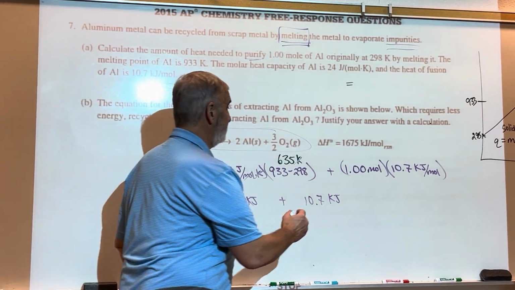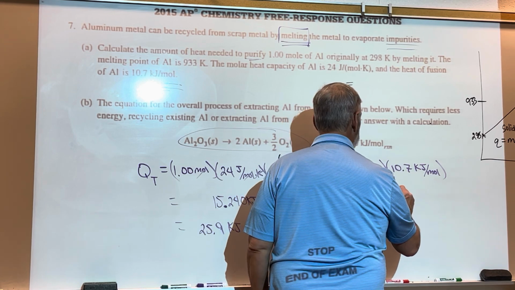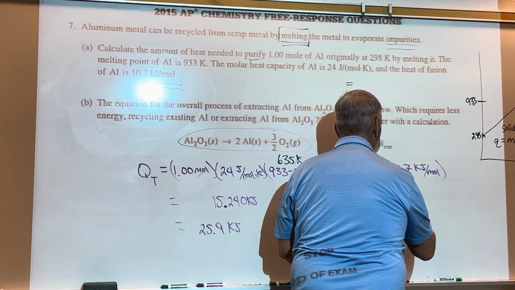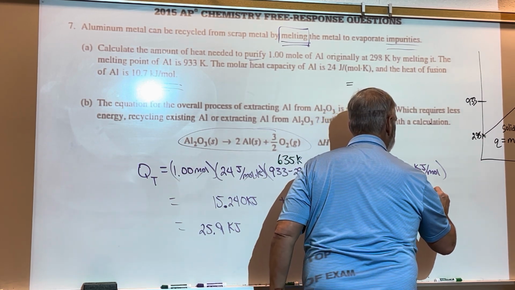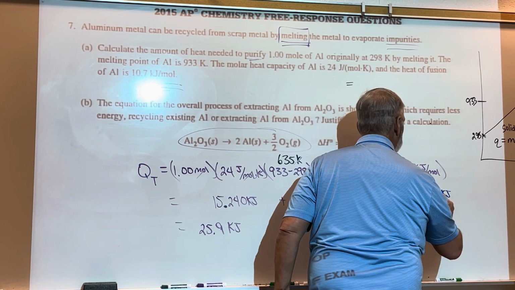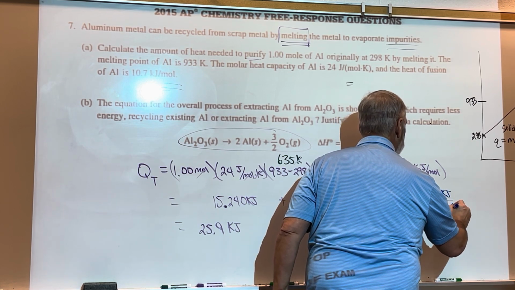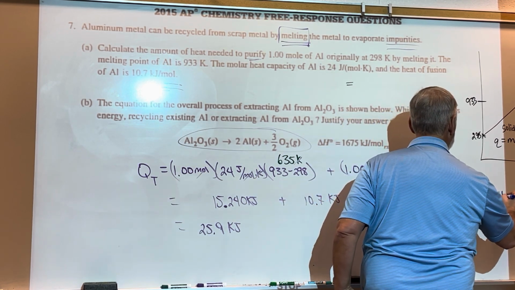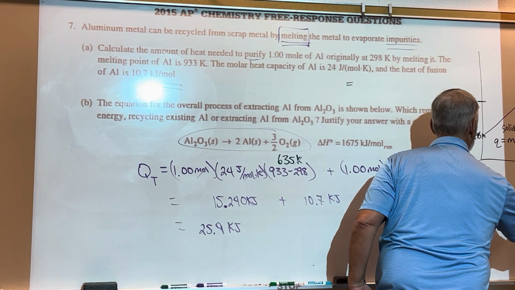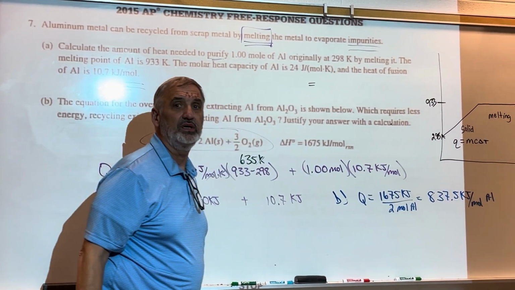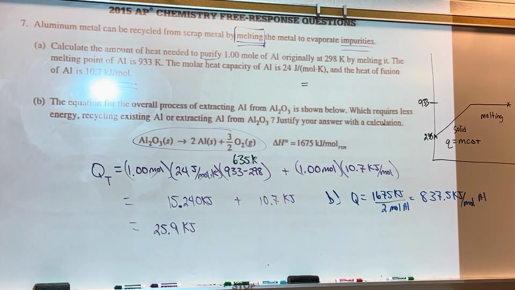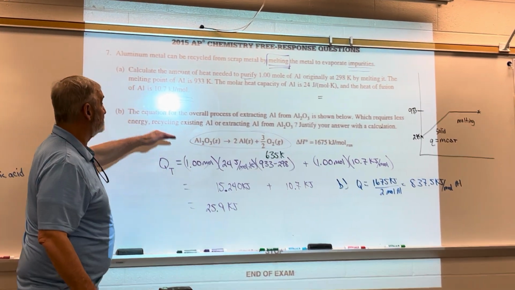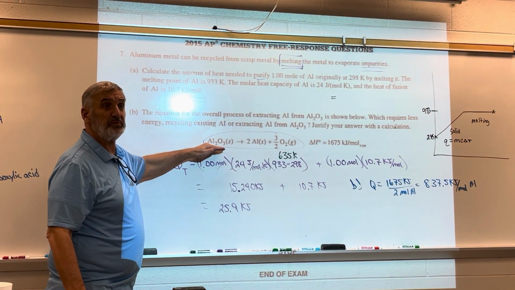So you simply go for it. Q is going to equal 1675 kilojoules per 2 moles of aluminum, which is equal to 837.5 kilojoules per mole of aluminum. This is just the way that you get purified aluminum.